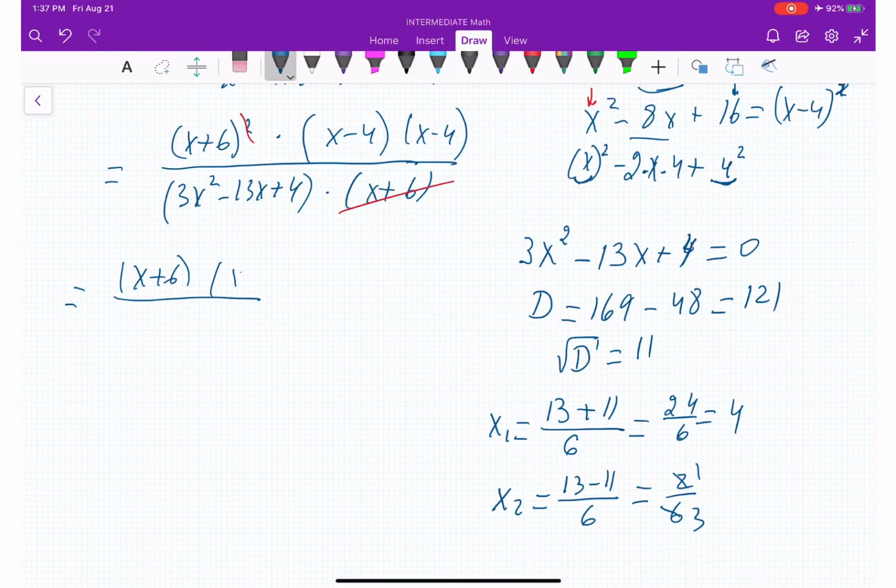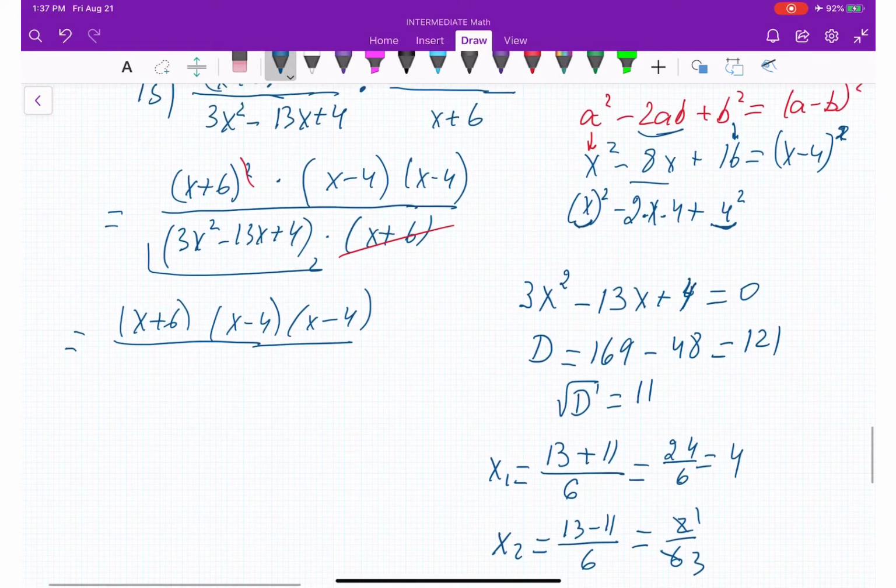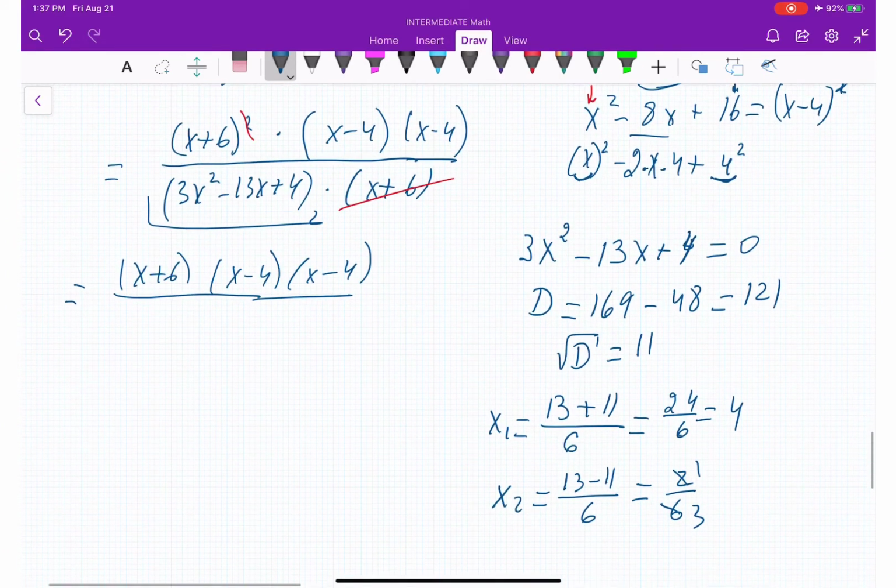And we have twice x minus 4, x minus 4. Now this one, we have formula a times, right? A times x minus 1, x minus 2. A is 3. So x minus 1, it's 4, minus 4. See, we are getting x minus 4. And the other one, x minus 1/3.